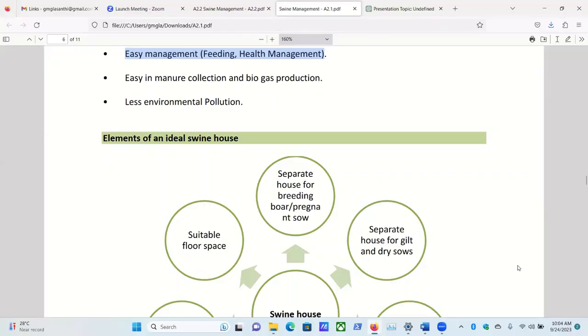Also, by providing housing, manure collection is easy by providing an ideal drainage system. We can easily collect manure and we can produce biogas. By producing biogas, we can generate excess income for the farm. Since the drainage system is there in a well-structured housing system, less environmental pollution will happen.